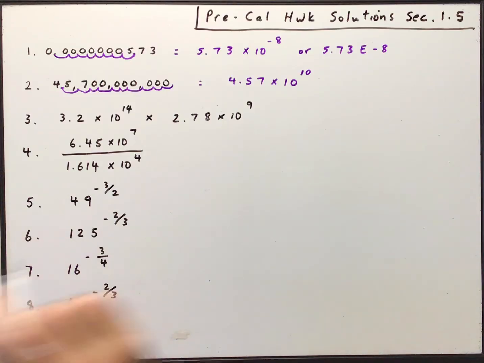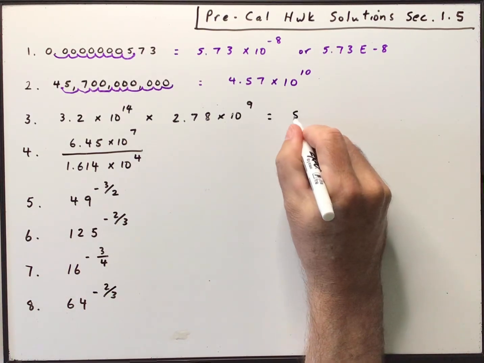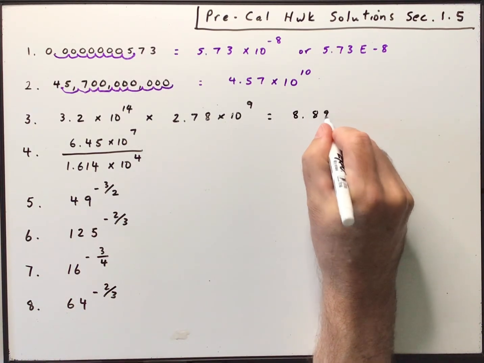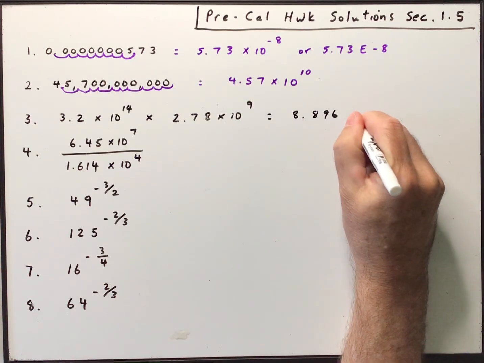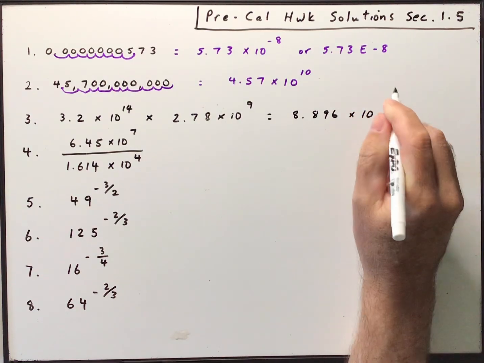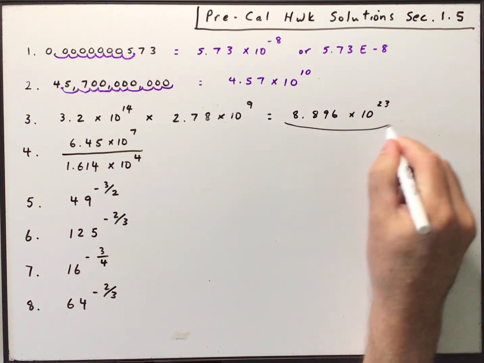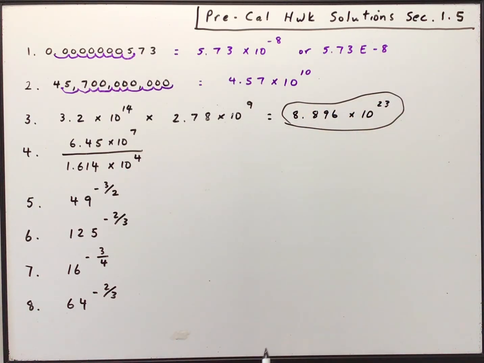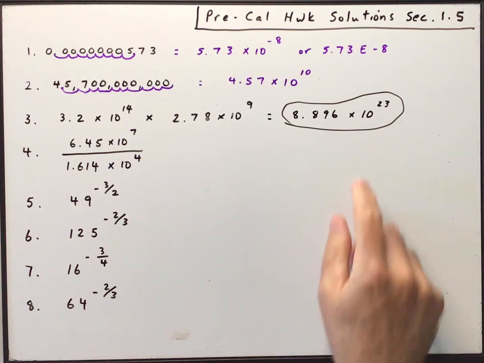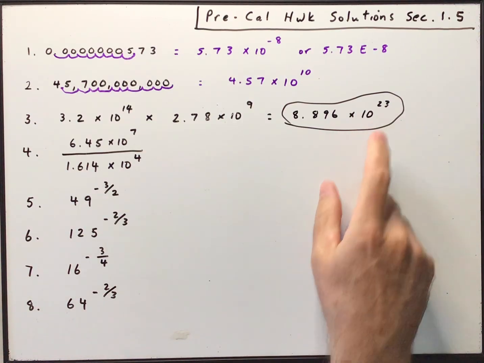So 8.896. Now, it's better to write times 10 than the E. The E is just the Texas Instruments way of saying that, but the correct mathematical way is the times 10.